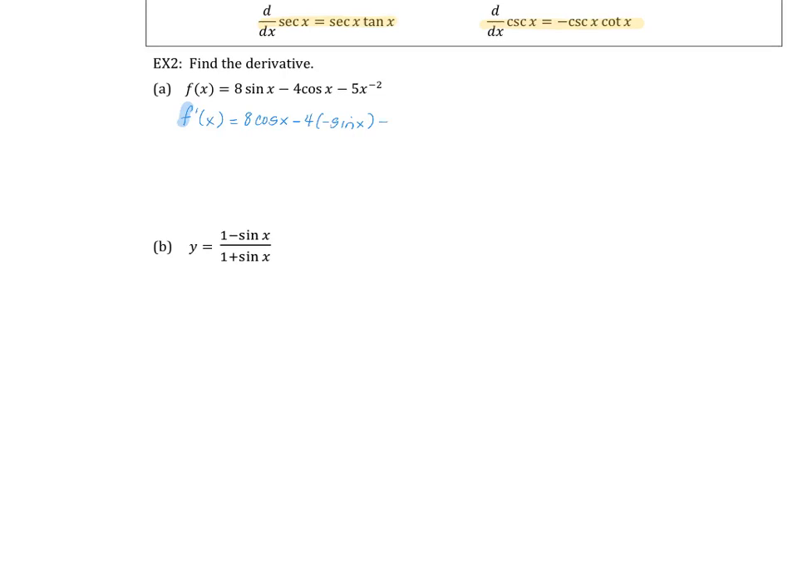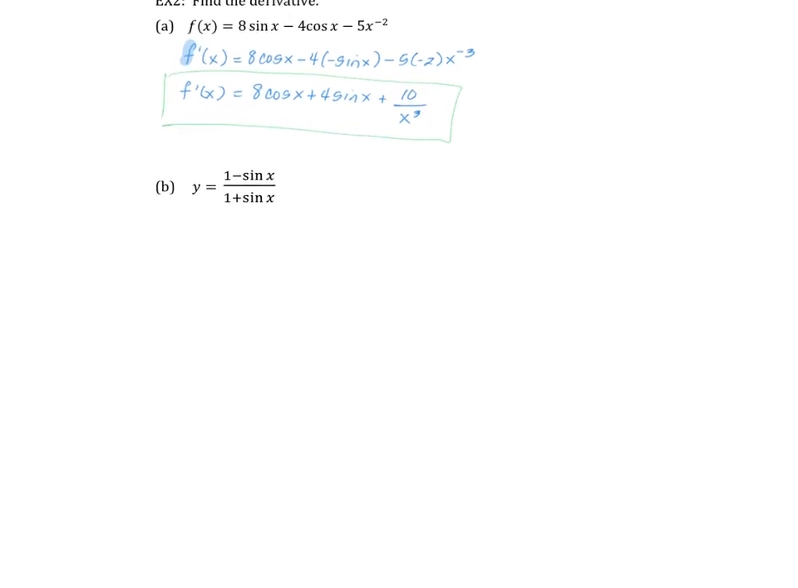And then minus, this would be 5 times, and then we're using our power rule. We bring the negative 2 in front, x to the negative 3. Subtract 1 from the exponent. So let's go ahead and clean this up. The derivative is going to be 8 times the cosine of x plus 4 times sine of x plus 10. And here I'm going to go ahead and write this with a positive exponent. So 10 over x to the 3rd.